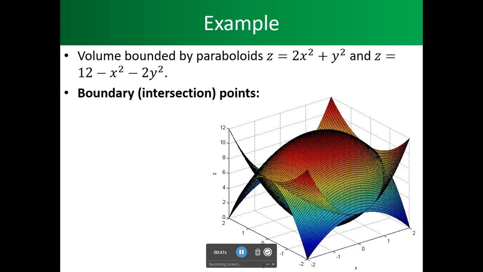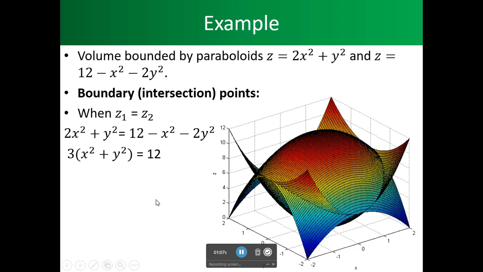So the first thing we need to do is find our intersection points and our boundary point. That's the first thing we need to do. So let's see where these things are bounded. Okay, when z1 equals z2, as we can see, they do cross, so that will give us ending points. So let's set these equal to each other, and let's solve. Okay, we get 3 times x squared plus y squared equals 12. Okay, so this x squared plus y squared equals what? R. Yes, I'm glad you noticed that.